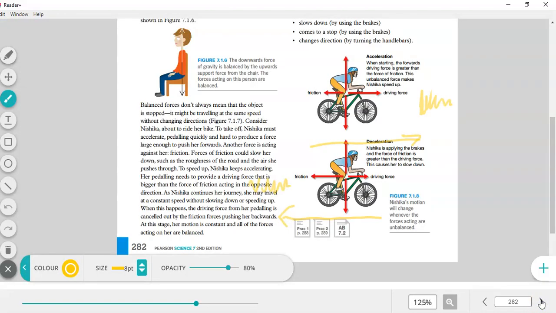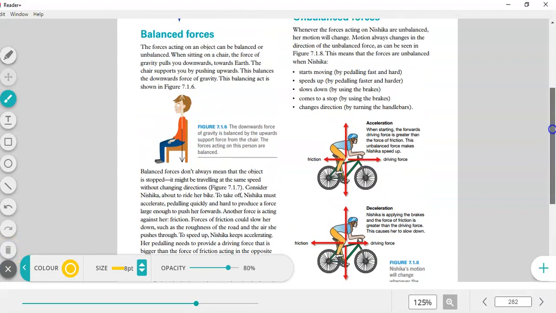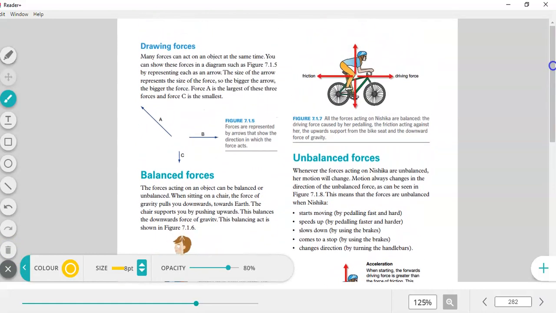Across the page, we need to be able to draw forces. A forces diagram has arrows in it. The arrows indicate whether the forces are balanced or not balanced. Now we can see in figure 7.17 the forces on the bike. There are four of them.